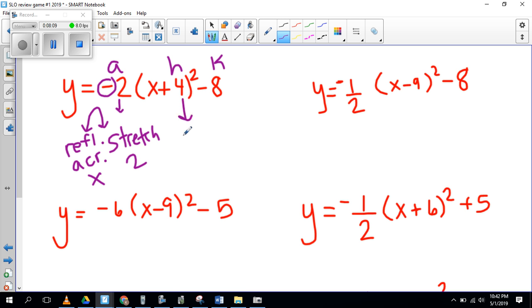H is +4, so we change it to -4. So it will go left 4. And then K is -8, so it will go down 8.